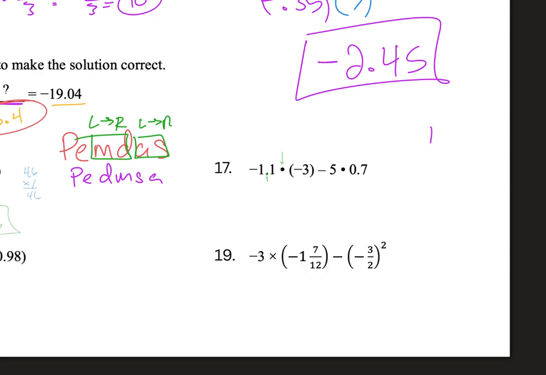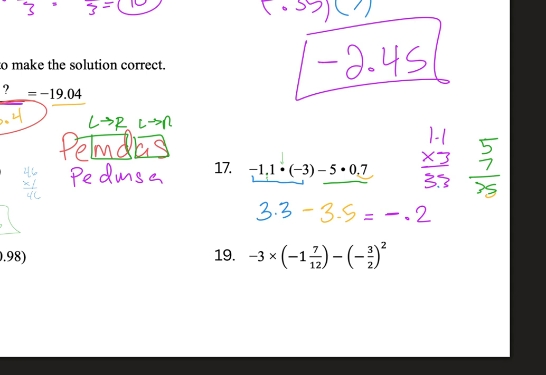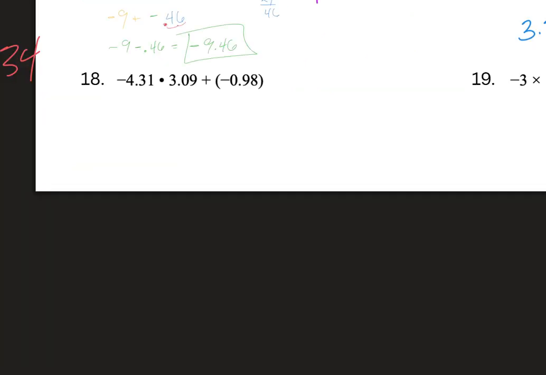So 1.1 times 3, well, that's 33, and then we're going to move the decimal place once. So negative times a negative is positive 3.3, yeah? And then 5 times 7, well, 5 times 7 will be 35. We move the decimal once, we move the decimal once. So -5 times positive, this is -3.5. Our final answer when we do 3.3 minus 3.5 is -0.2.